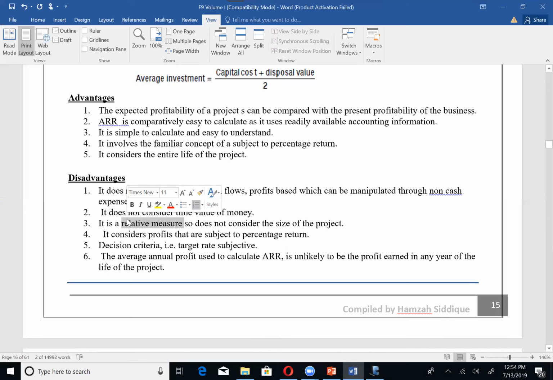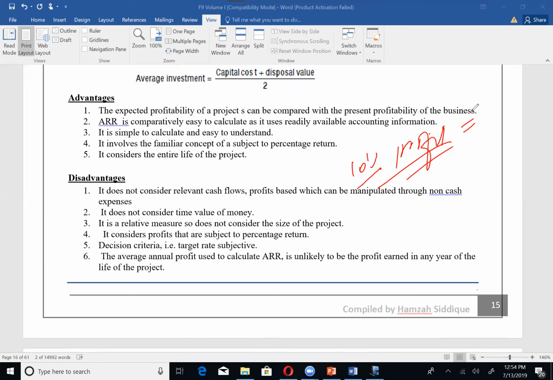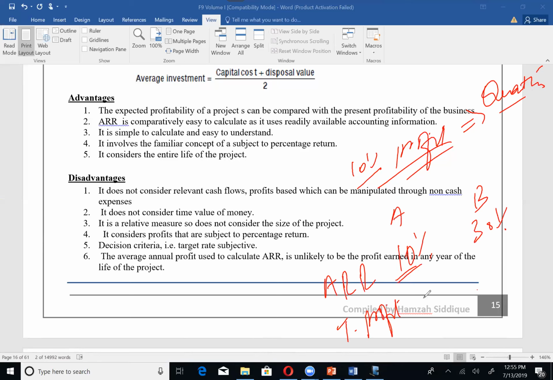Now you see here, we said it is easy to understand that it is giving the answer 10% profit. But 10% profit does not tell us how much profit in quantity. For example, for project A and project B, ARR is 10% and 30%. But total profit by project A is 20 million and by B is 5 million. By percentage, we say we should accept B, but you see total profit. So it is relative; it does not consider the size of the project or profit.